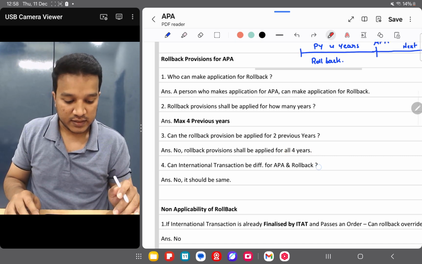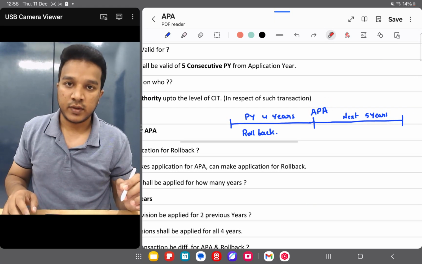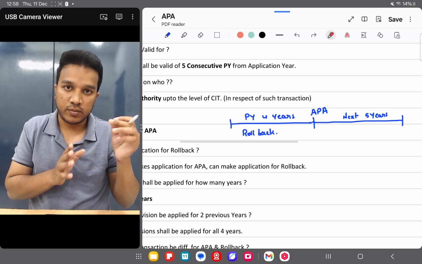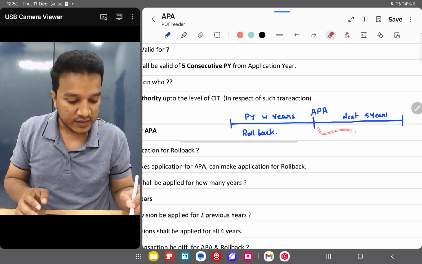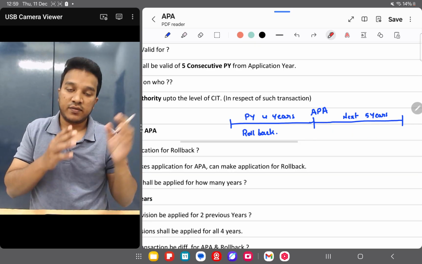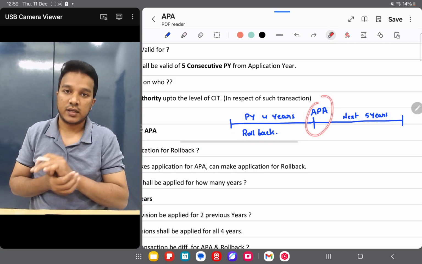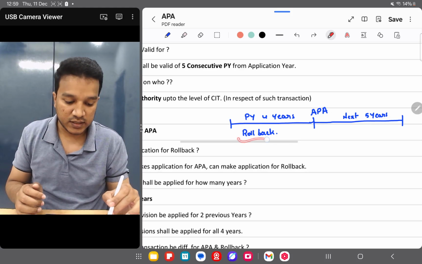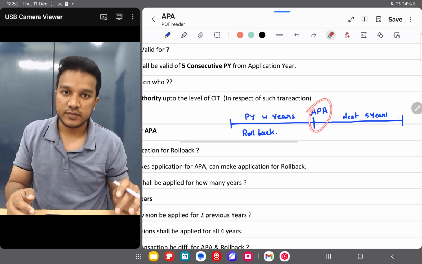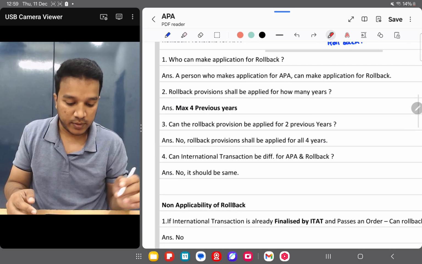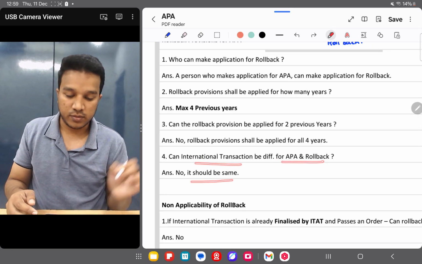Can international transactions be different? Another important point. Here you entered into an APA agreement. What should be the transfer price? The transaction for all the next 5 years is the same. If the transaction is the same in the previous 4 years, only then you will apply this agreement there. Otherwise, if the transaction here is different and the transaction there is different, then you cannot apply this agreement, so rollback provisions will not be applicable. Can international transactions be different for APA and rollback? No, they should be the same.